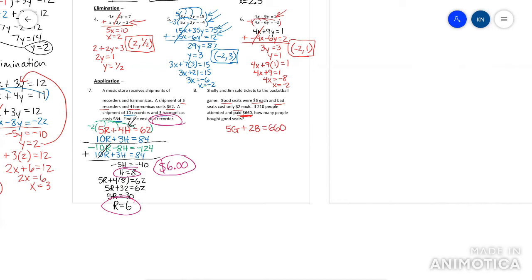Now, this second equation is kind of tricky to get. You kind of have to use your head. There's 210 people at the game. That means the amount of good seats plus the bad seats was 210 people. That one's kind of tricky.